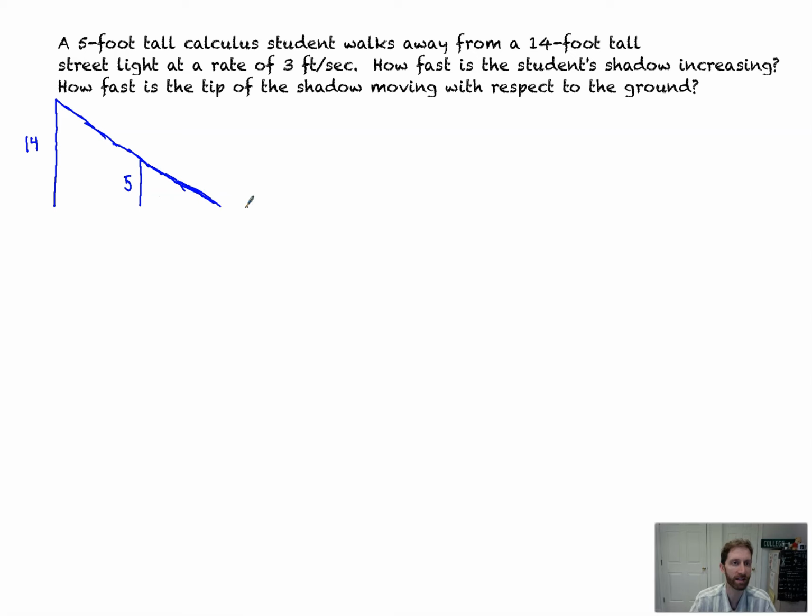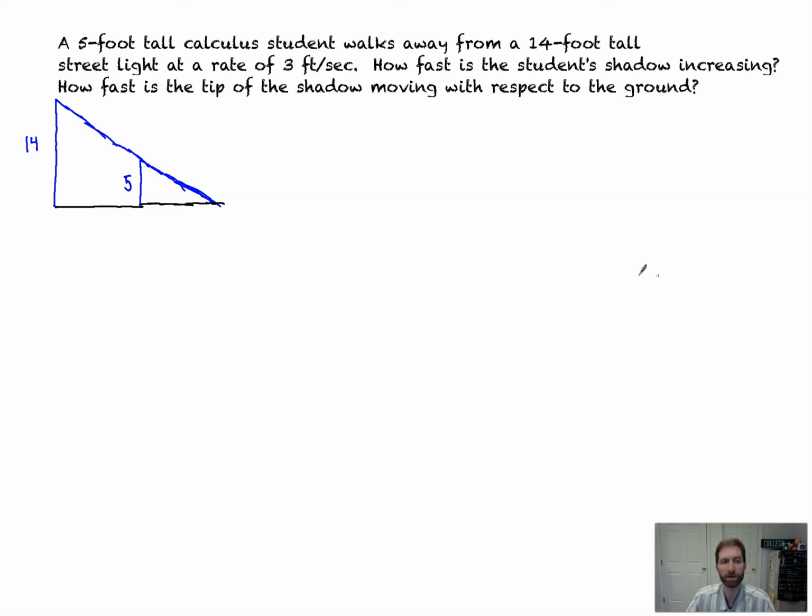And then we have distances that are going to be happening here, because it says how fast is the student's shadow increasing? Well, I'll put that in black here. So that would be the shadow right there. And then of course there's the rest of this distance here too. So how fast is the student's shadow increasing? How fast is the tip of the shadow moving with respect to the ground?